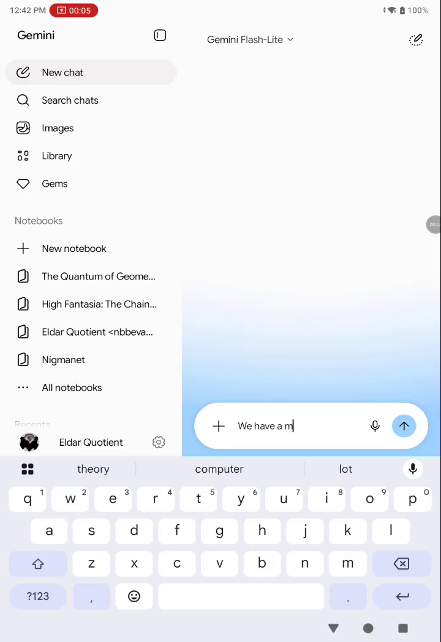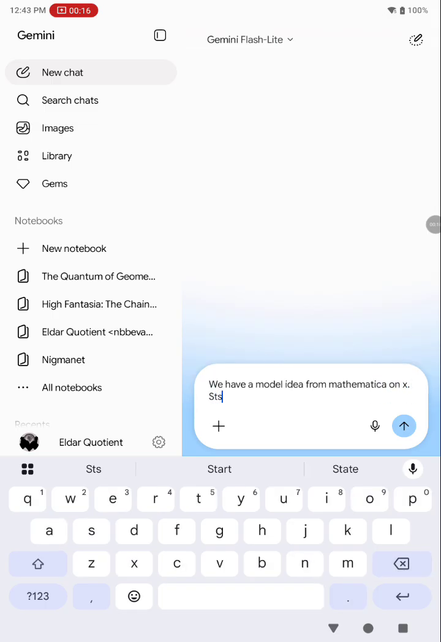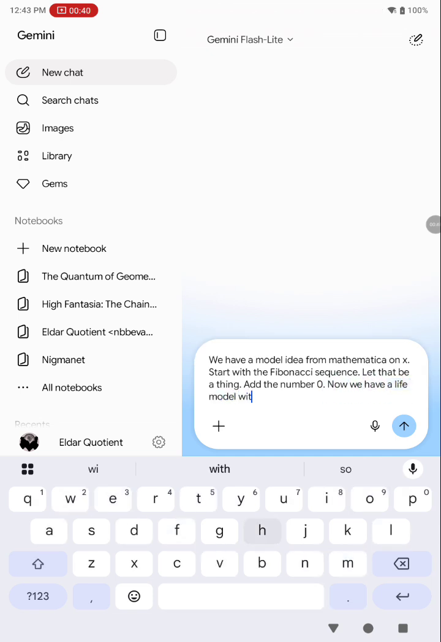So we have a model idea from Mathematica on X. We'll start with the Fibonacci sequence. Let that be a thing. Add the number 0. Now we have a life model with a ground state.